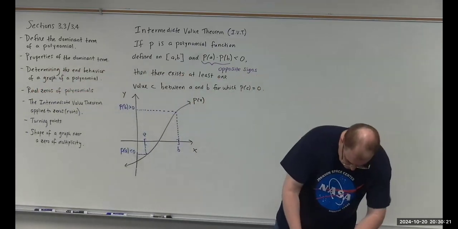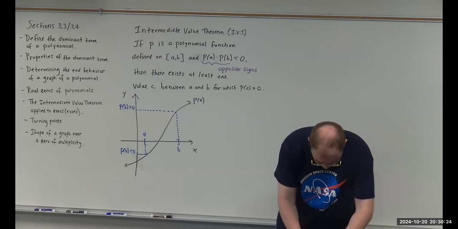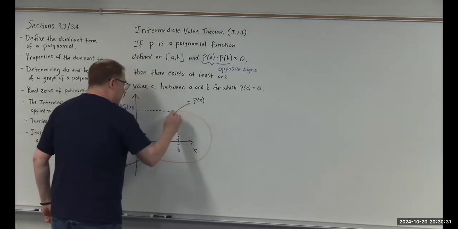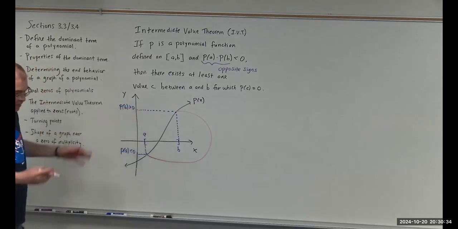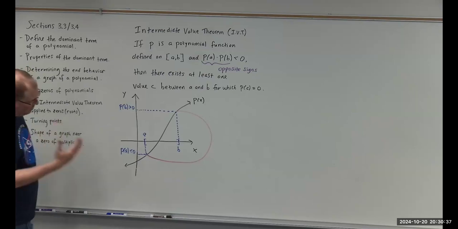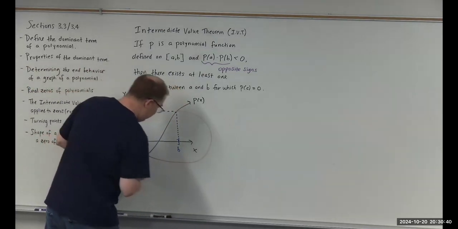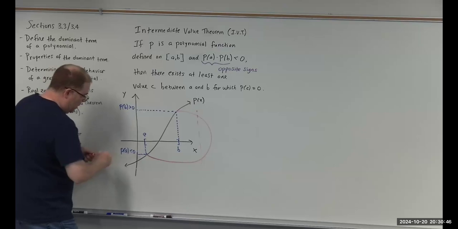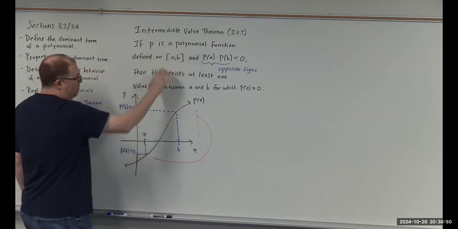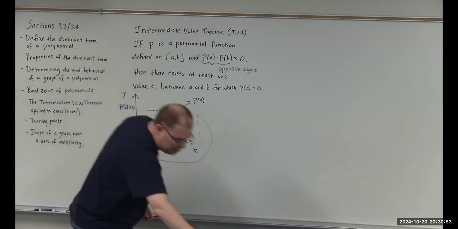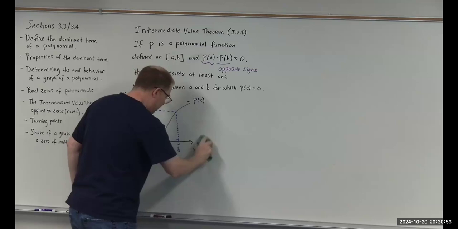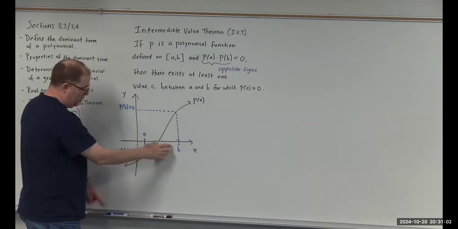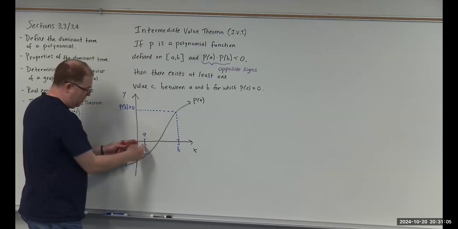And we can't go around. If we try to do this kind of nonsense, then it's no longer a polynomial, because polynomials are functions, so it doesn't pass the vertical line test. See that? We can't go this way or this way. That's why it's important that we're assuming P is a polynomial, so we don't have this kind of nonsense. The only way to get from here to here is to cut through the x-axis between A and B.